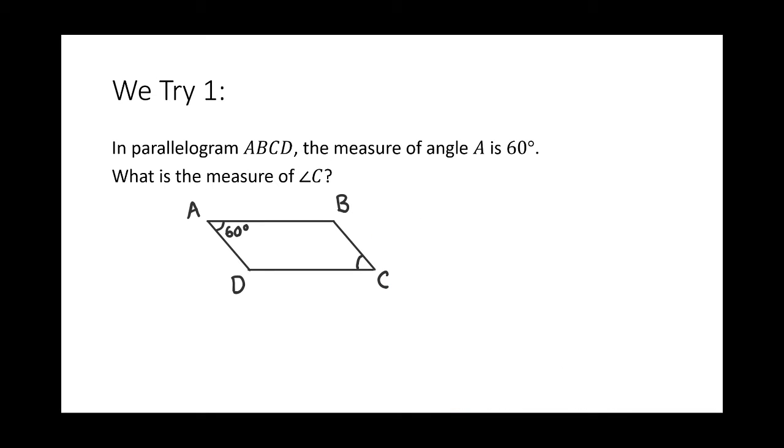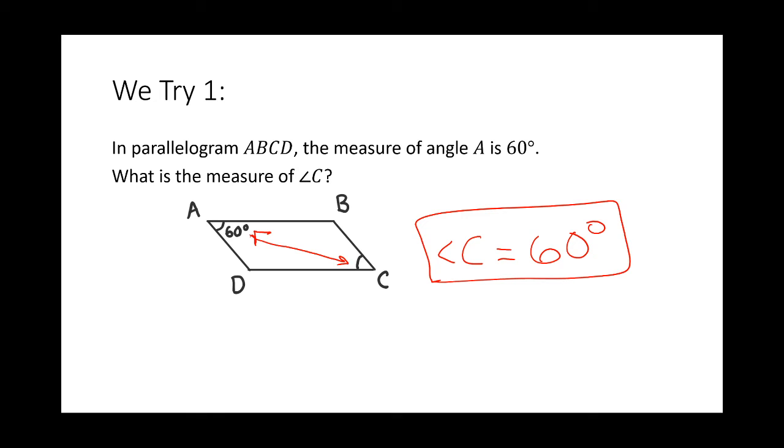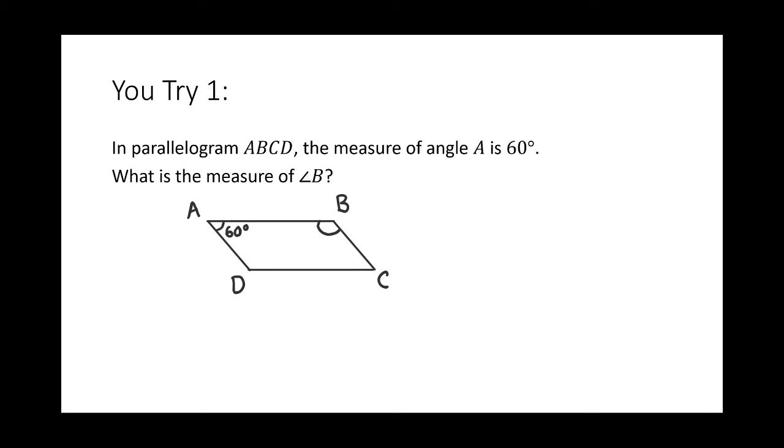So let's try one together. In this parallelogram, ABCD, the measure of angle A is 60 degrees. What is the measure of angle C? Well, angle A and angle C are across from each other. That means that they're the same. So angle C is 60 degrees. Pretty cut and dry, pretty simple. Go ahead and try this one on your own. Pause the video, and I'll see you in a second.